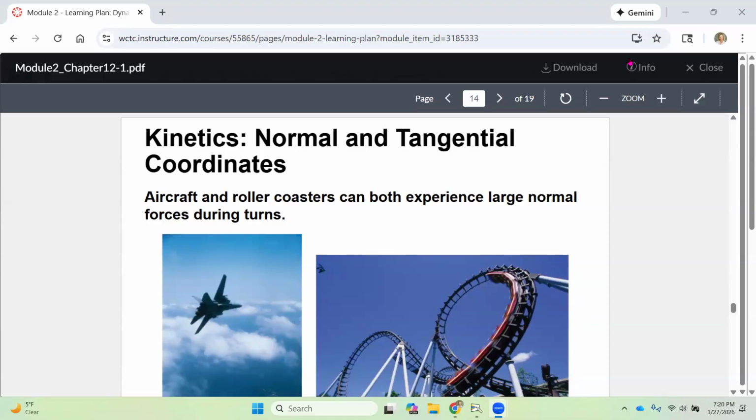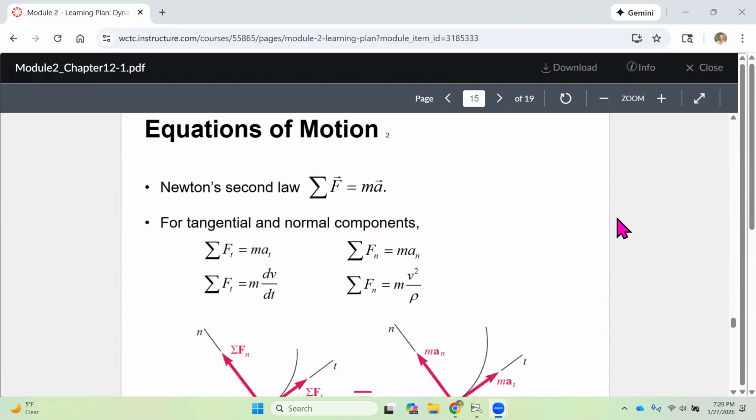Okay, so the last subject that we're going to be looking at here in chapter 12 is revisiting those normal and tangential components of the motion that we see, on the kinetic or dynamic side of our motion, if you would. So if we look at the equations for motion, we know that the sum of the forces is going to be equal to the mass times the acceleration.